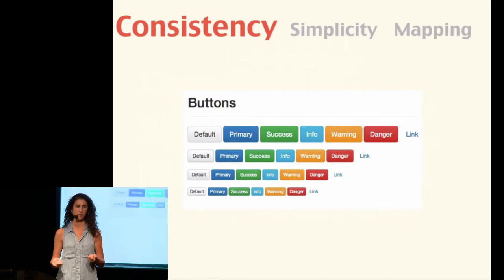So a good example of this is button colors. When you look at a red button, you can sort of guess as to what that button's going to do. Green is success, blue is information. Sticking with this consistent use of symbols gives your users a sense of stability and allows them to make assumptions about your API without having to read all of the documentation.